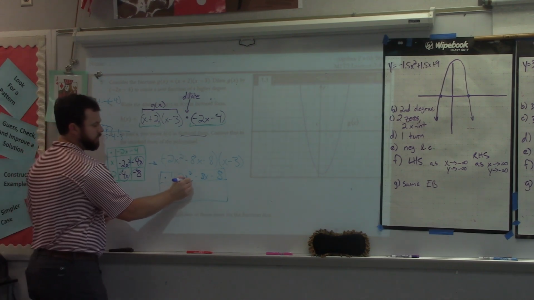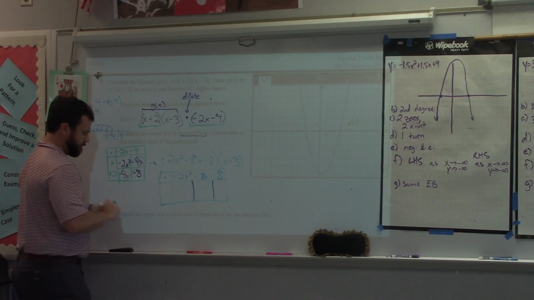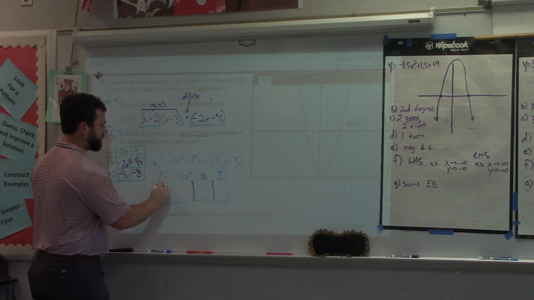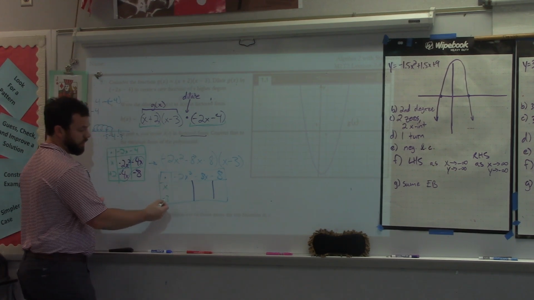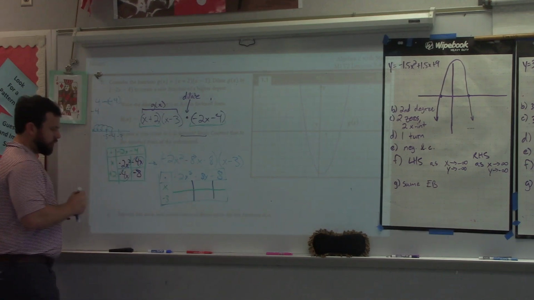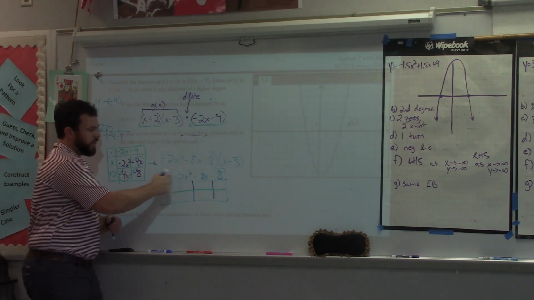So how many columns? 3. And x minus 3. Do you remember I like to put my minus with the 3? It makes it harder to make a mistake. Got 2 rows, one for each term. What is x times negative 2x squared?